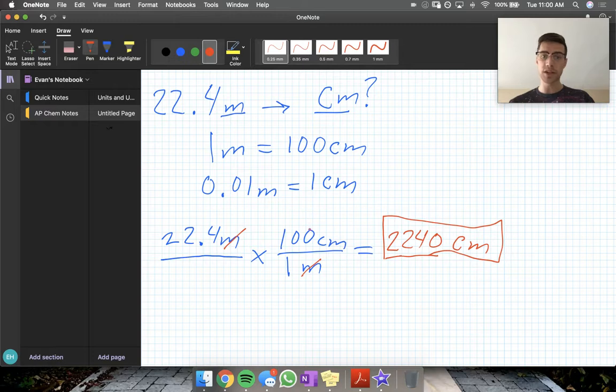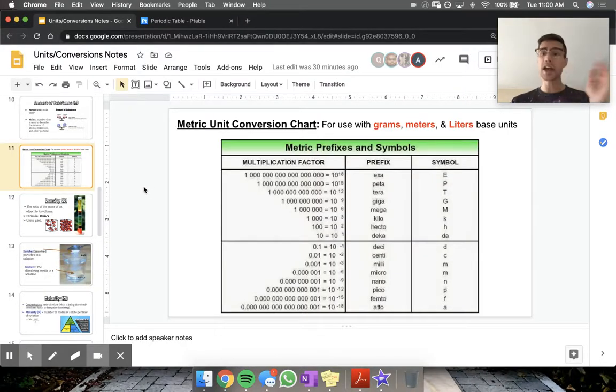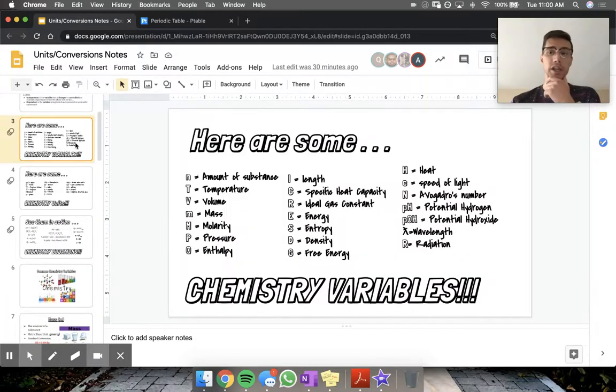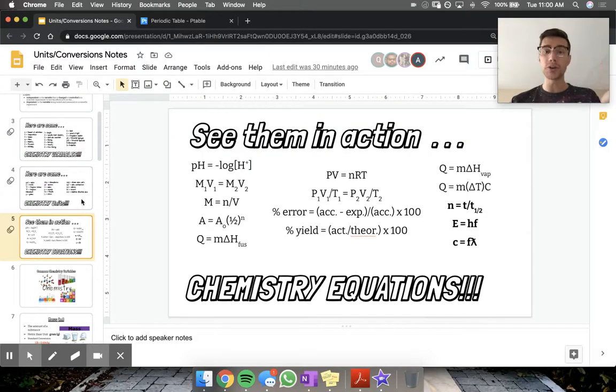Hopefully this has given you a good idea of how to do these basic unit conversions. It'll get more complicated once we get to unit 3 and we talk about stoichiometry, but don't worry about that yet. So that is why we use the metric system, because like I said earlier, we use not only a ton of variables in chemistry, but also a bunch of different equations.